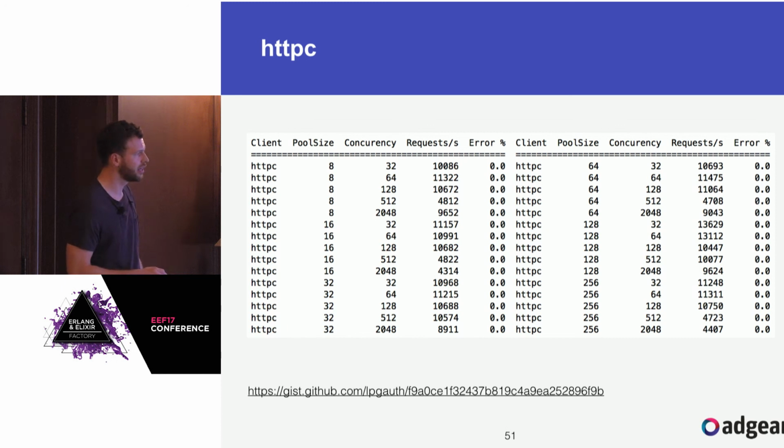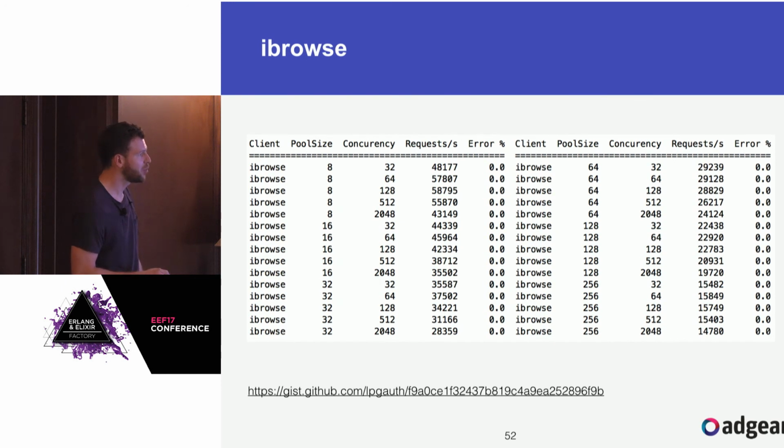HTTPC, pretty brutal. Eyebrows does okay for a fairly old client. I think the max it can do is 55 or 58,000 requests a second, but increasing the pool size does not seem to help. It actually decreases.